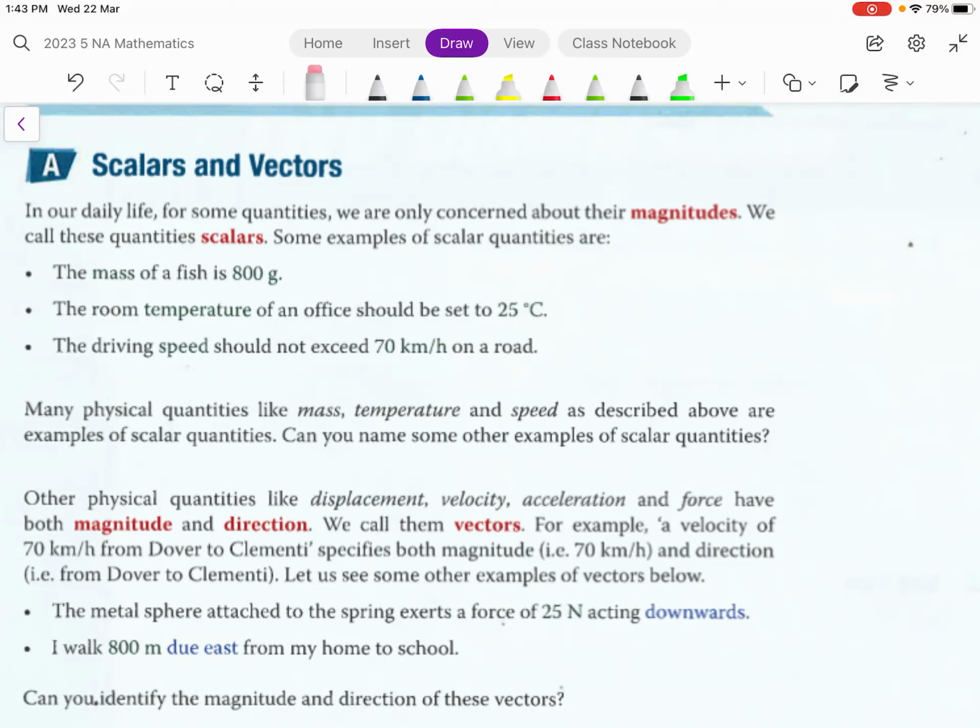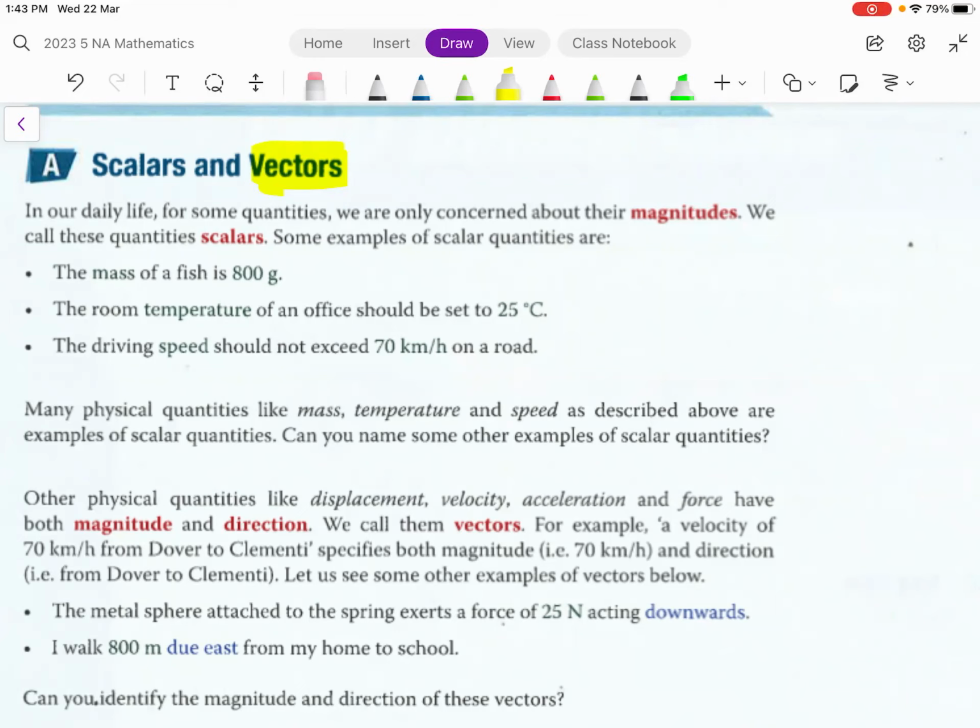Scalars and vectors. That's when you first heard of these words, probably in your Sec 1 physics, the very first topic. Your teacher was telling you about magnitude: scalars only have magnitude, vectors have magnitude and direction. So as you study your physics, at the same time, you try to revise your mathematics. You revise your mathematics and your physics at the same time. They're all linked together.